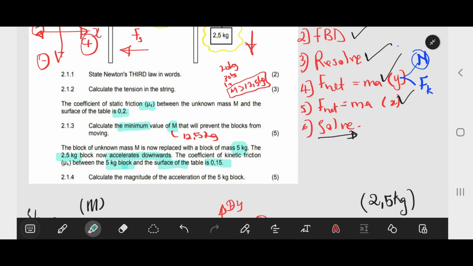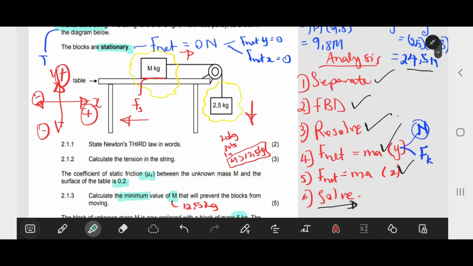It needs new analysis, following the same steps that we have followed up here. Step number 1, you separate. Step number 2, your free body diagrams. So let us start from step number 2, whereby we draw our free body diagrams for this new question. Free body diagram for now is the 5 kg. Now we have the mass of the objects 5 kg and the 2.5 kg.